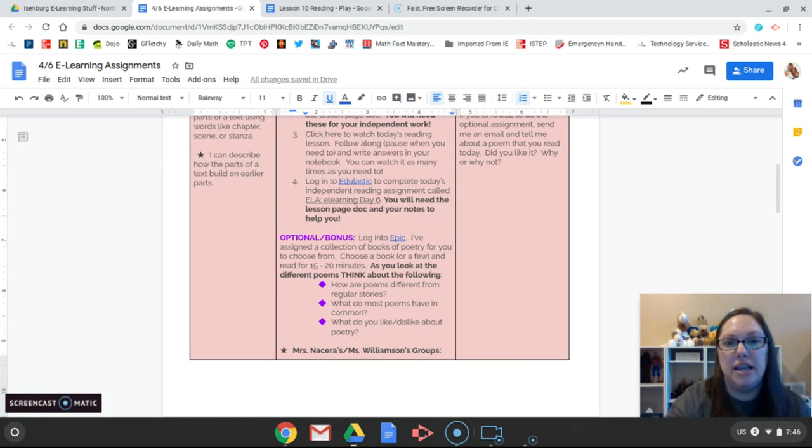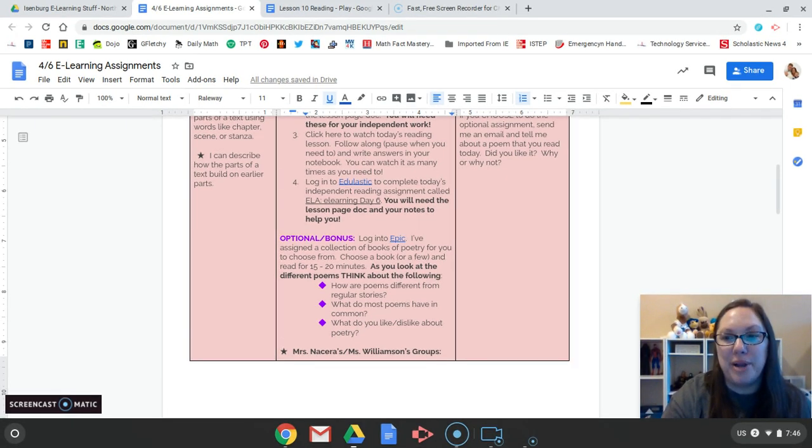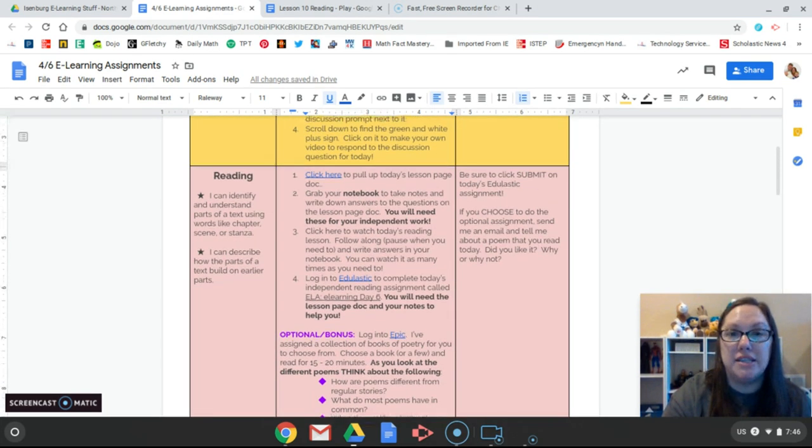You'll also notice that each of our reading assignments has this little optional part, and that is exactly what it says. It's optional. So you do not have to do this part, but I know some of my friends love to do a little extra. So this will tell you about a little optional assignment that you can do if you want. All right, so that's it for reading today.